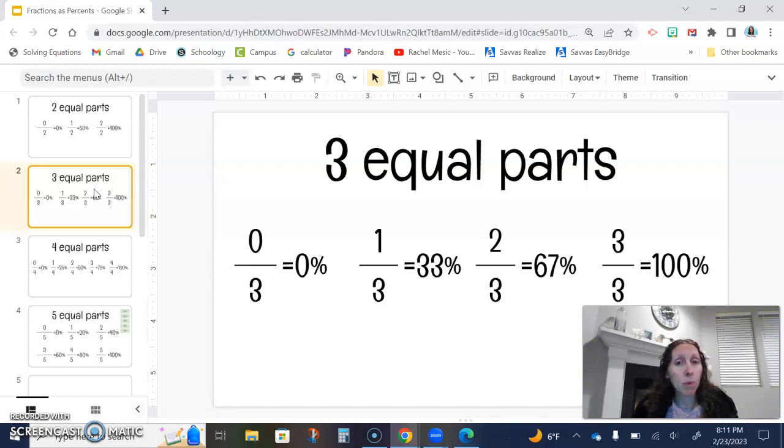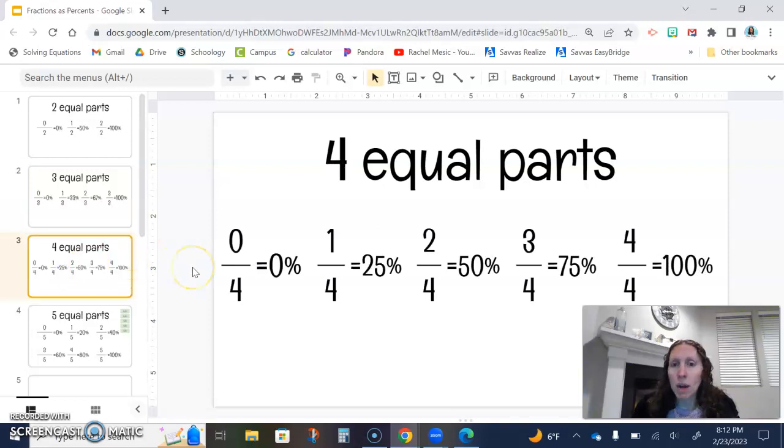If we have three equal parts, again, if we have none of them, 0%, all of them, 100%. 1/3 is 33%. And to double check that, you can always do 1 divided by 3 in a calculator, and this is what you'll get. 2/3 is 67%. You can get that by doing 2 divided by 3 in a calculator and then rounding. So these are ones that you really want to memorize.